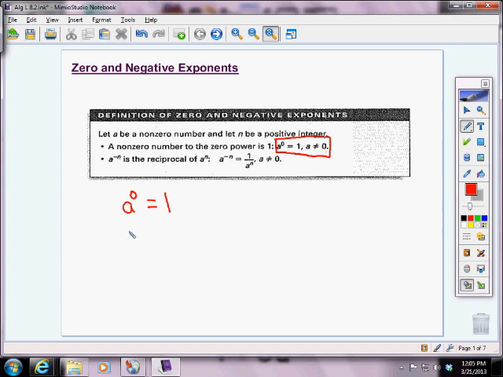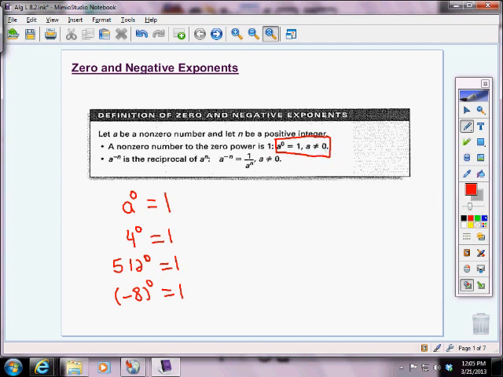This means if we have 4 to the 0 power, that equals 1. If we have 512 to the 0 power, that equals 1. If we have a negative 8 to the 0 power, it equals 1. Anything raised to the 0 power is 1, as long as it's not 0. We can't raise 0 to a 0 power.